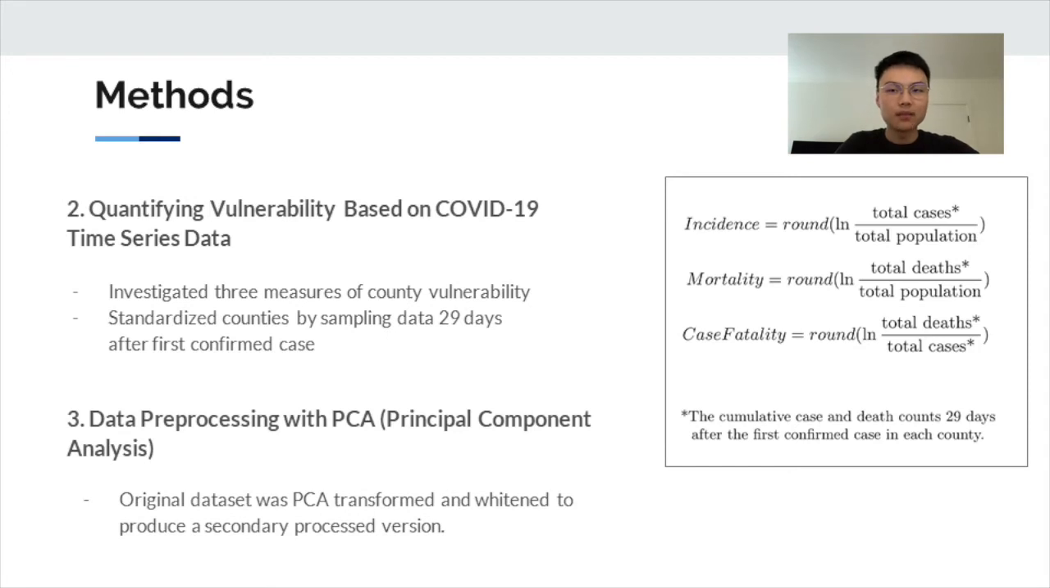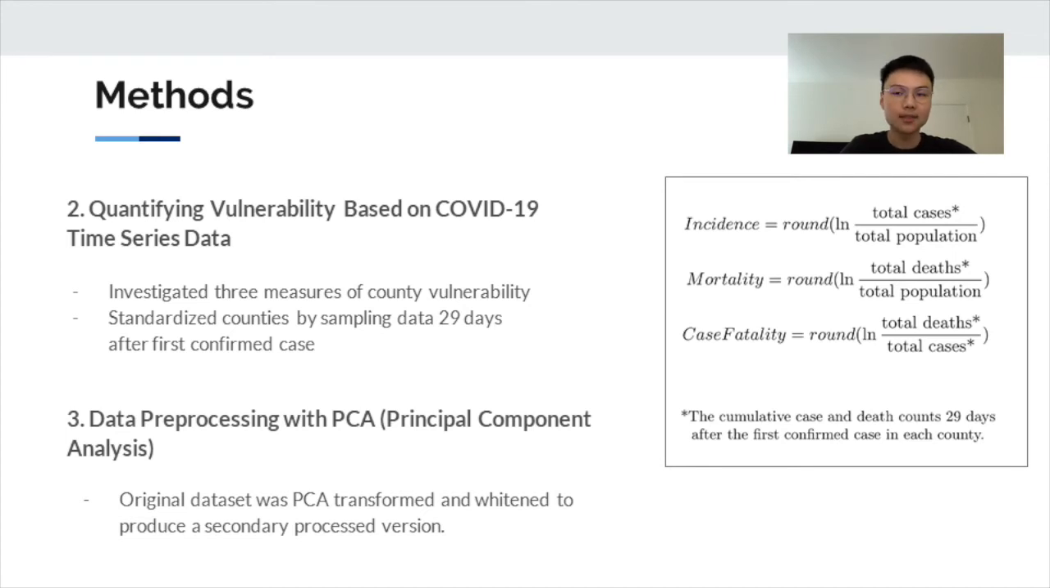Classifying vulnerability. In the absence of a well-defined measure of vulnerability, we have taken a multifaceted approach by considering vulnerability from three different perspectives: incidence, mortality, and case fatality. To better fit our study, we modified the formal definitions of these three terms with the formulas presented on screen. To account for different counties getting their first case at a different time, we consider the cases and deaths within a 30-day time period starting on the day with the first confirmed case for each county individually.